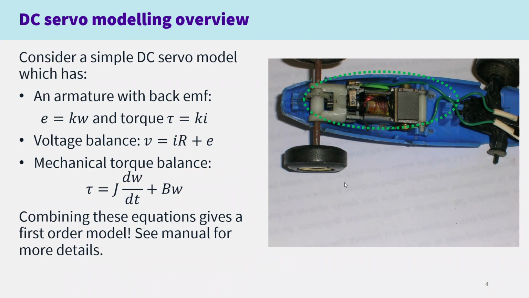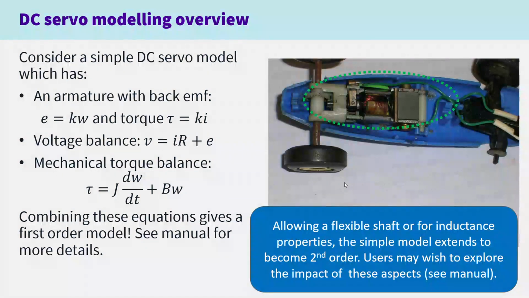Now, if you combine all these equations together, you will end up with a first order model, and there's more details in the manual. If you allow for a flexible shaft or for inductance in the electrical circuit and other aspects, then this simple model may extend to become second order or indeed even higher order. So users can explore that through the manual.